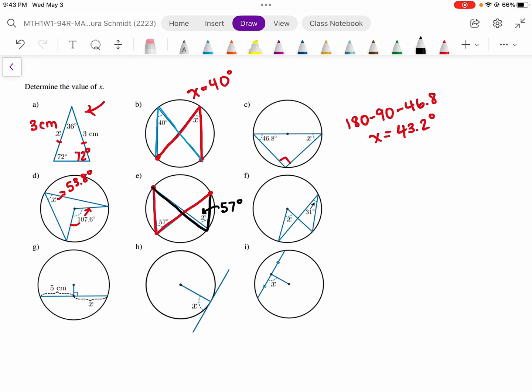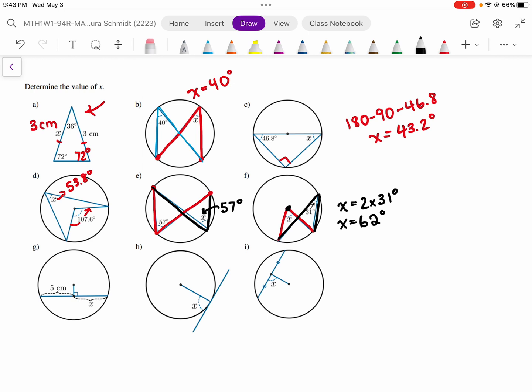This one is tricky. It kind of looks like the one we just did, but it's not because it's going through the center of the circle. So I've got this angle right here, x, and then this one, which is subtended by the same arc, but this goes through the center. So I know that x must be twice 31 degrees. So x must be 62 degrees.